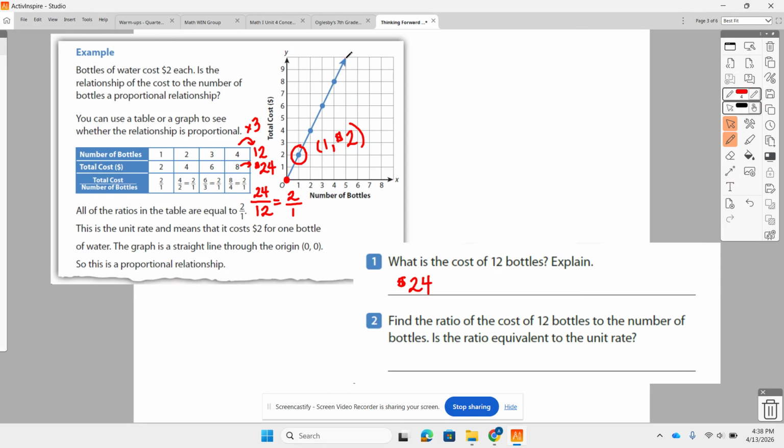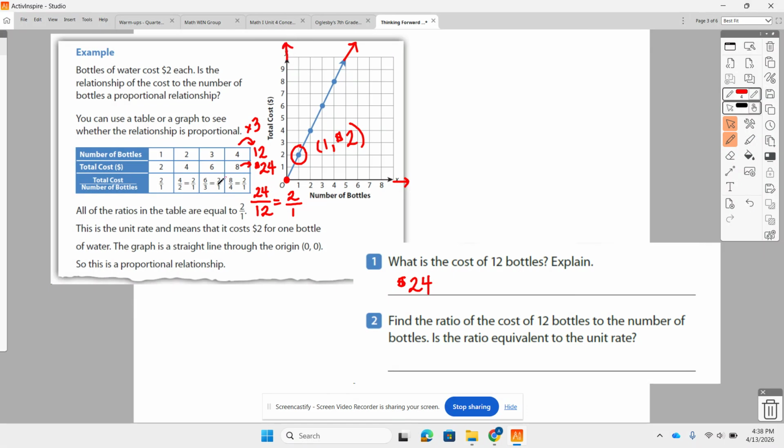So the cost of 12 bottles would be $24. So if this graph kept going and going, we can see that 12 would cost $24 if this graph kept going. But again, we had to predict because the graph wasn't big enough.